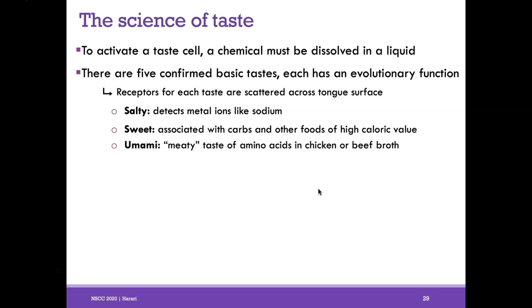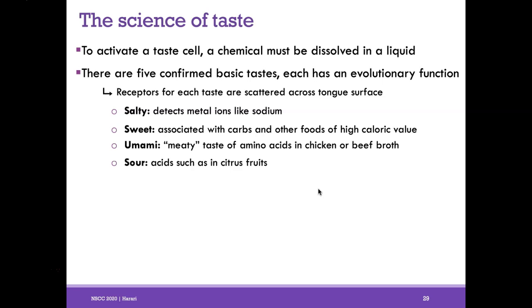Umami is the meaty taste that's associated with things like soy sauce, meats, or tomato, which has a lot of umami. It's really produced by amino acids. It's also mushroomy, and some kinds of Parmesan cheese have a lot of umami. This is thought to motivate protein intake, since this is the taste of certain amino acids. So it's inspiring us to eat more protein.